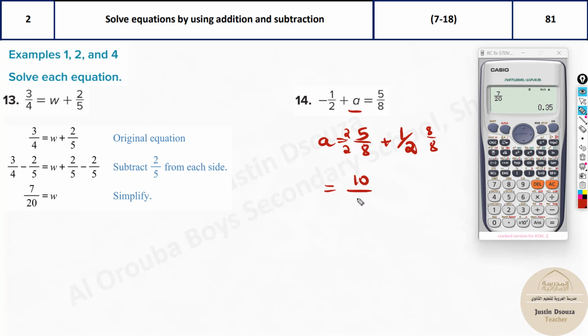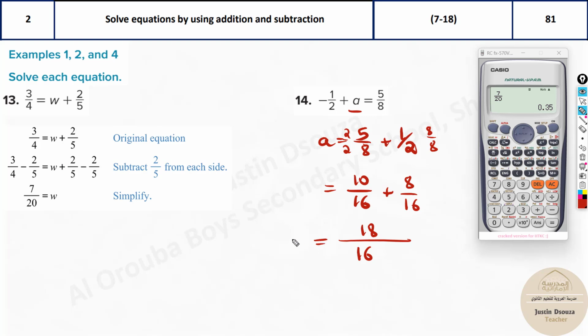5 times 2 is 10 by 16 plus 8 by 16. Now you know 16 and 16 are the same. So 18 divided by 16. 10 plus 8 is 18. Both denominators are the same, so we write it once. Only the denominator is written once. The above terms are added and then solved.